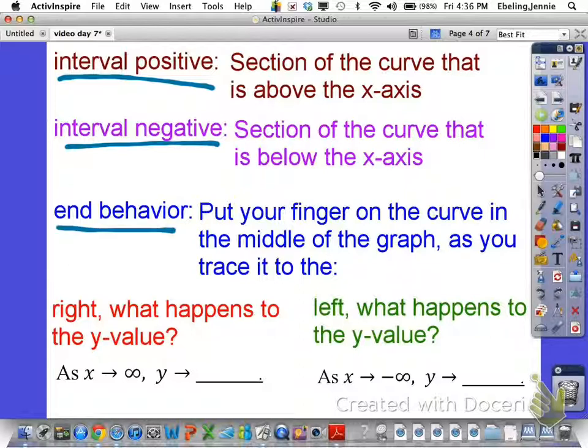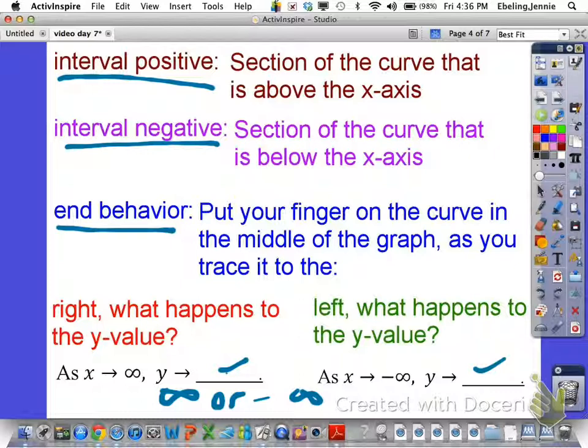And then we have end behavior. If you put your finger on the curve in the middle of the graph as you trace to the right, what happens to the y value? As x goes to infinity, y goes somewhere. Usually the y goes to either infinity or negative infinity, and you'll fill in these blanks right here. So the end behavior is what's happening at the graph to the right and to the left. It's going up, down, decreasing.